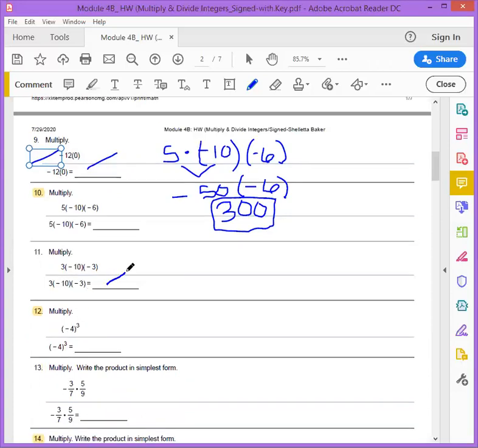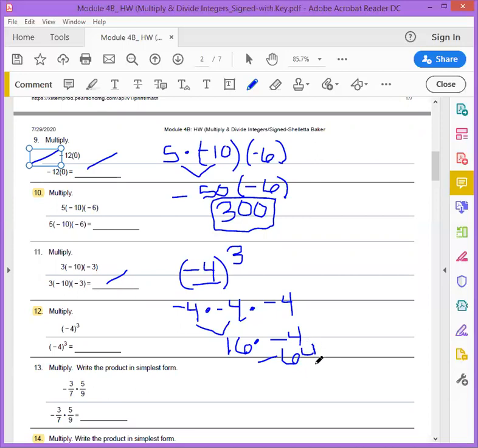Now let's look at number 12. This time we see parentheses. We have -4 raised to the third power. So that means we're going to take this base, -4, and multiply it by itself 3 times. -4 times -4 times -4. So starting with the first 2 terms, -4 times -4, that's positive 16. Times -4. So positive 16 times -4, that gives us -64. This is our answer.